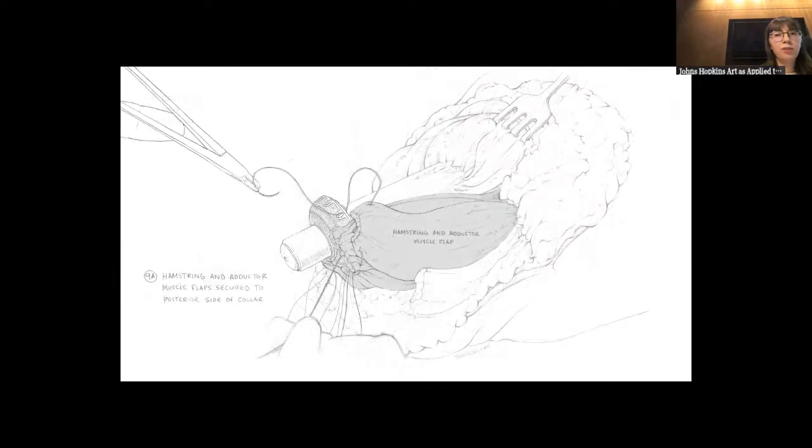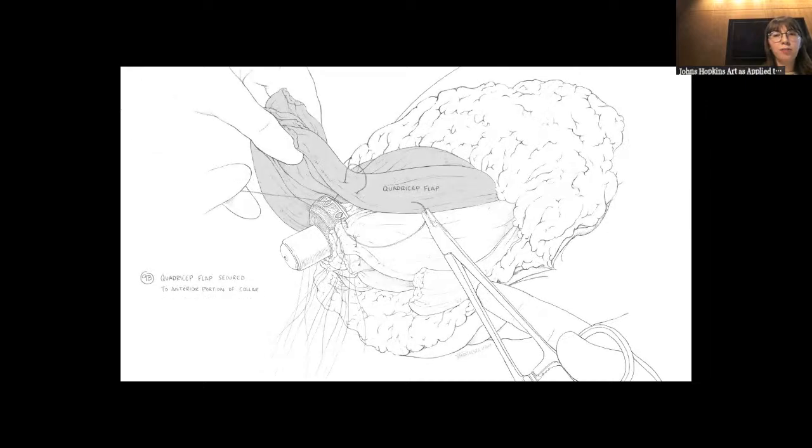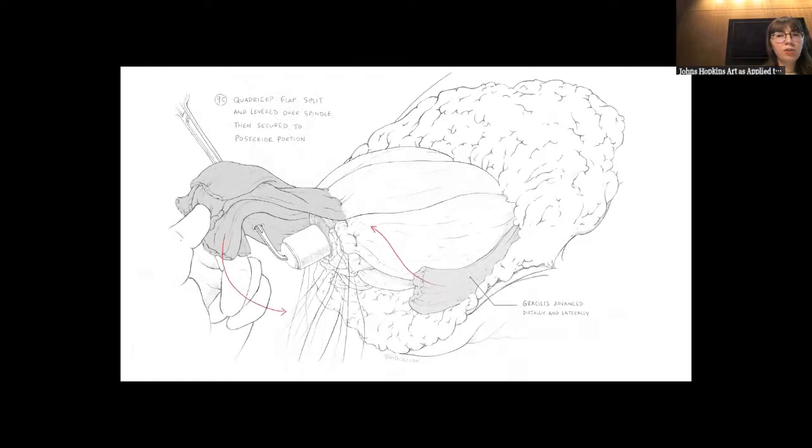To begin closing the wound, a new myodesis was created by suturing muscle flaps through circumferential holes of the Osseo-T spindle collar. Hamstring and adductor muscle flaps were secured to the posterior side of the collar, followed by the quadricep flap to the anterior portion. The quadriceps are then longitudinally split and levered over the spindle's end, allowing the posterior portions of the flap muscles to be sutured posteriorly. Finally, the gracilis was advanced distally and laterally to provide support and coverage medially.